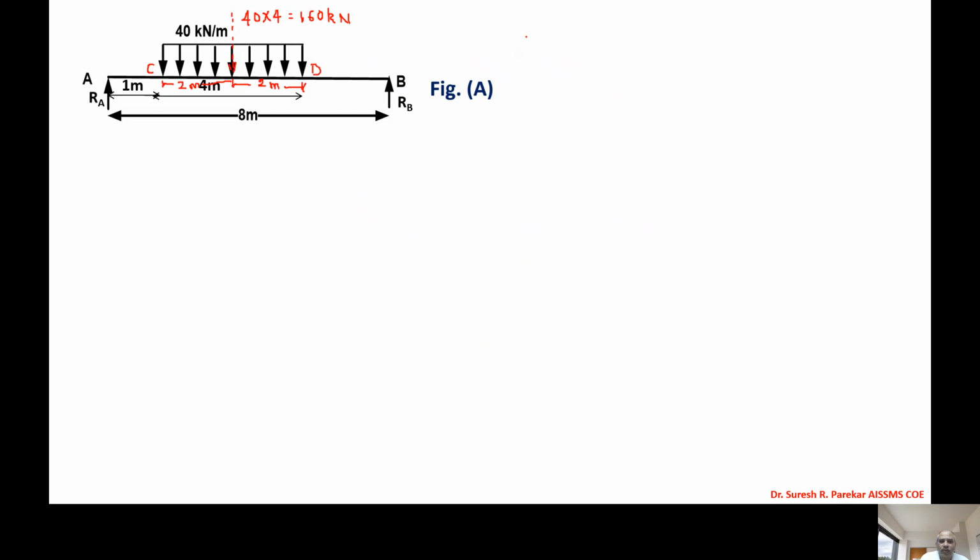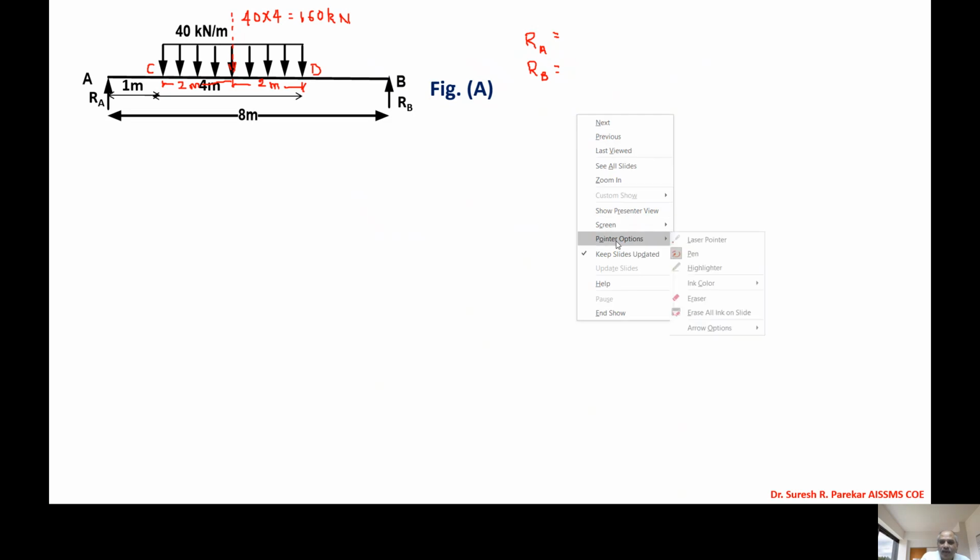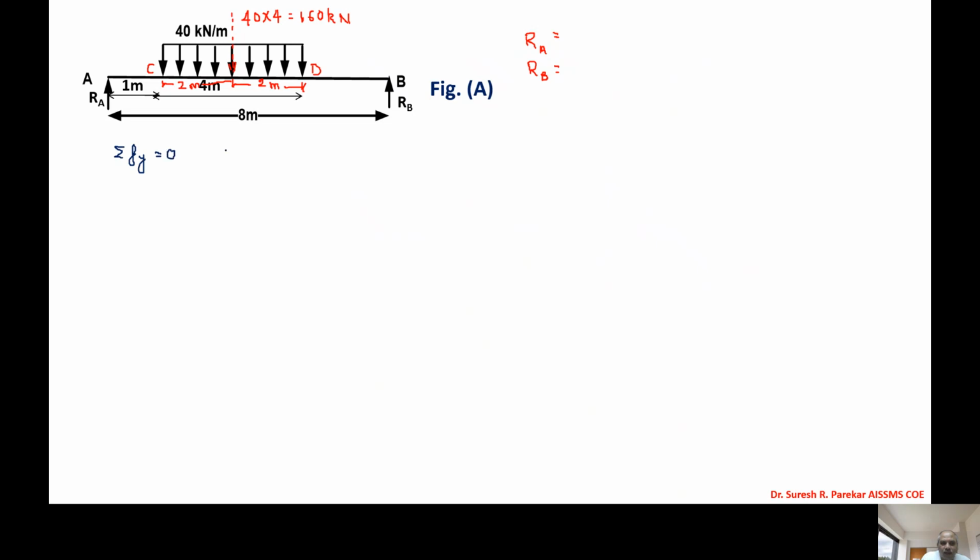Then we have two unknowns. We have RA as unknown and we have RB as unknown. We have to find these two unknowns. So we have two equilibrium equations in this case. We have one equilibrium, that is summation Fy is equal to zero, and then we have summation of moment equal to zero. We cannot use the equation of Fx equal to zero because we cannot have any horizontal unknown. So we have two unknowns, two equations.